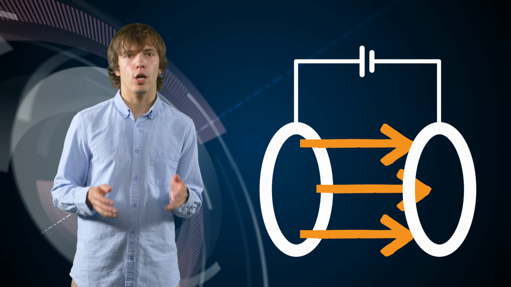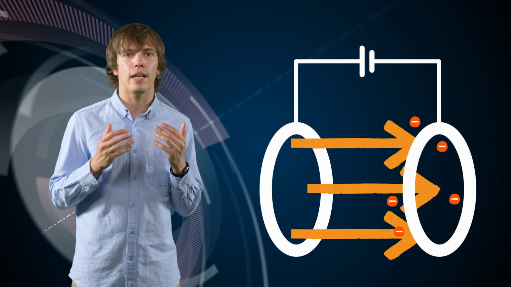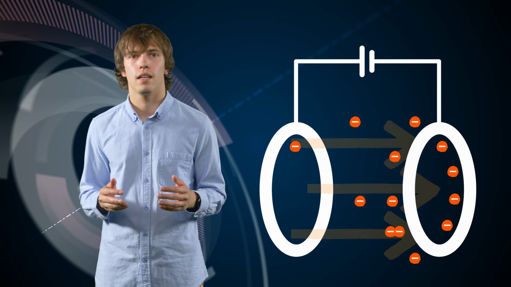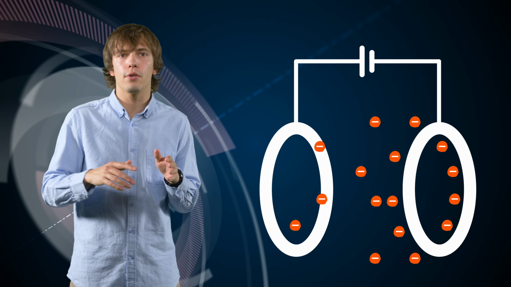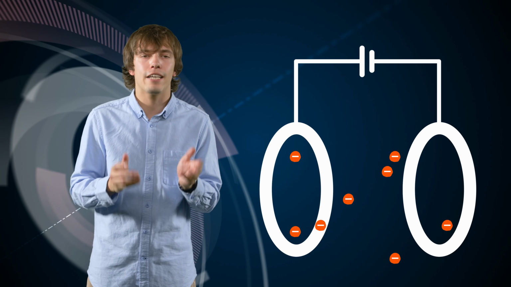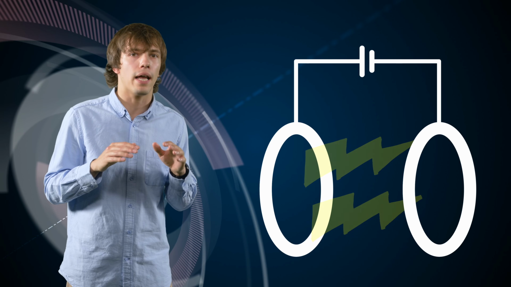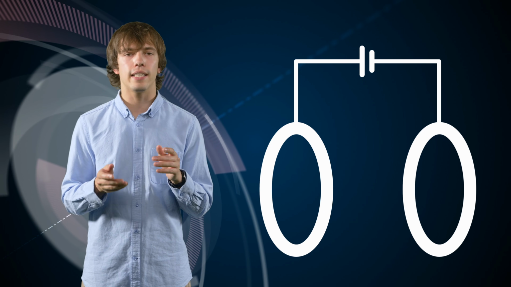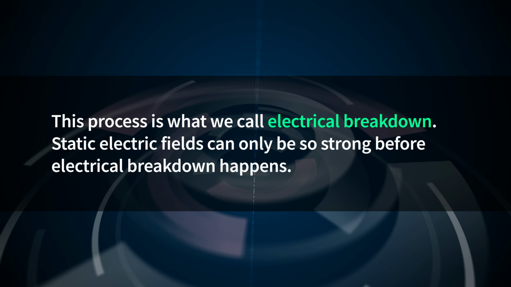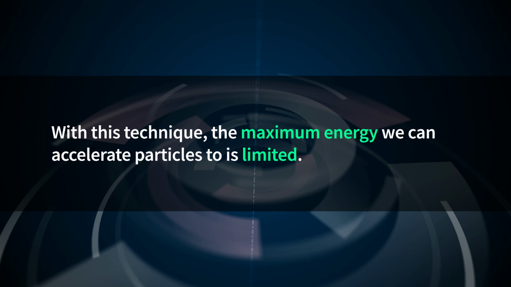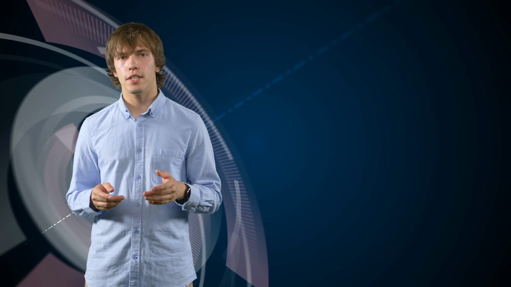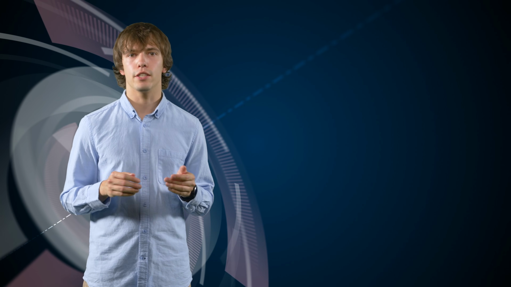The electric field can become so strong that it will end up pulling out electrons from the surface of the metal rings. This creates a conducting path through the vacuum, which leads to an electric arc, a very intense and short-lived electric current that restores the balance of electric charge and destroys the electric field. This process is what we call electrical breakdown. Static electric fields can only be so strong before electrical breakdown happens. With this technique, the maximum energy we can accelerate particles to is limited. The LHC does not rely on this simple acceleration technique.